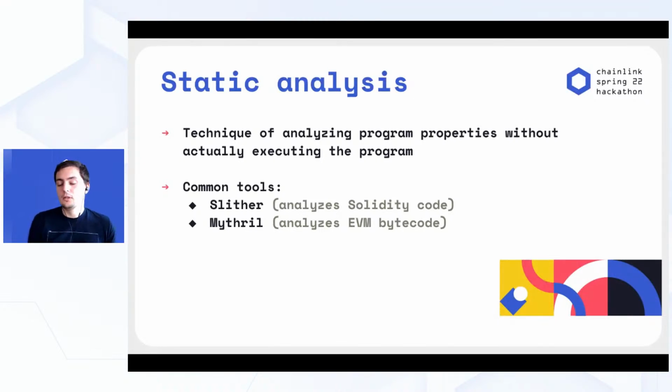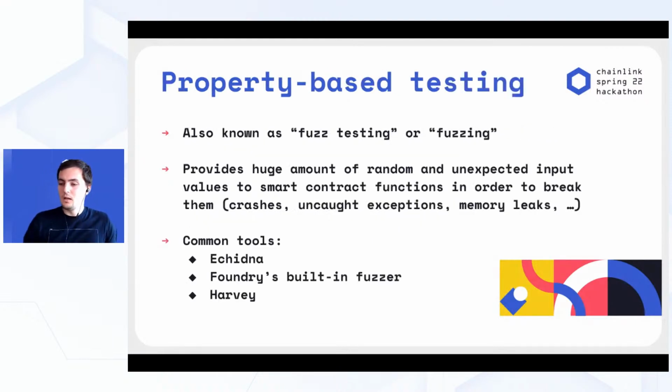So there's two common tools, Slither and Mythril. The first one analyzes Solidity code. So basically it analyzes the tx.origin, it can read it like a string. And then Mythril analyzes EVM bytecode. So it basically compiles the Solidity code and then analyzes the bytecode itself. So on an EVM level itself.